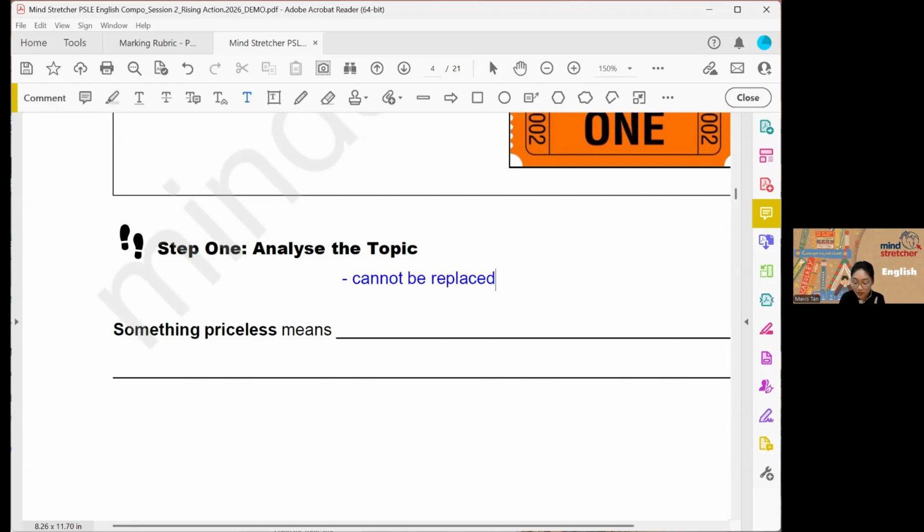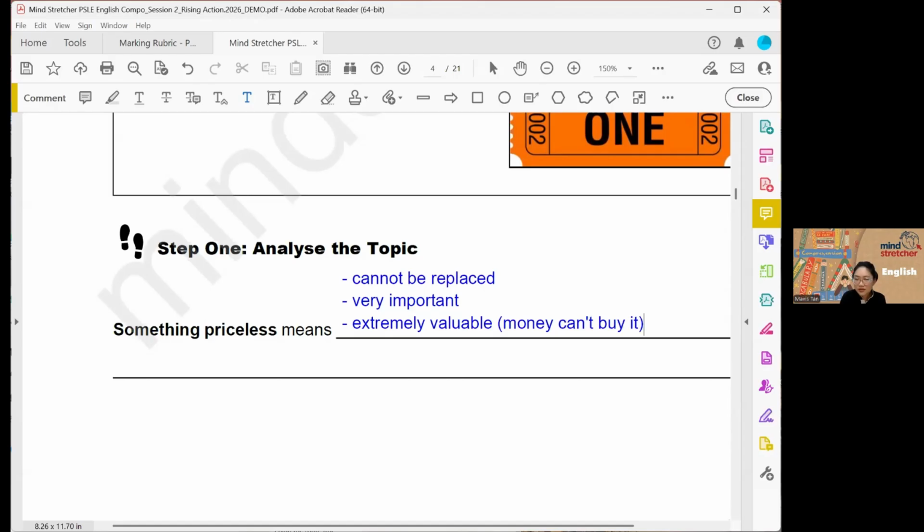Something priceless cannot be replaced. Just now someone said that. Something priceless is very important, or extremely valuable. Some sort of antique passed down, or a family heirloom passed down from generation to generation. So valuable, it deserves a place in a museum. Money can't buy it.